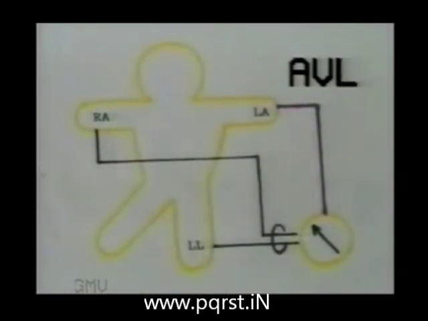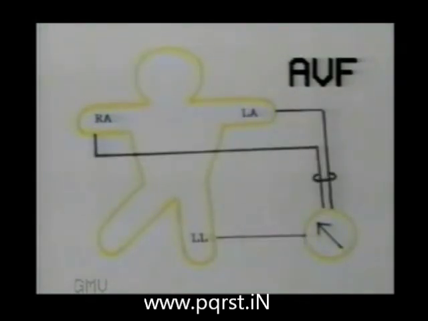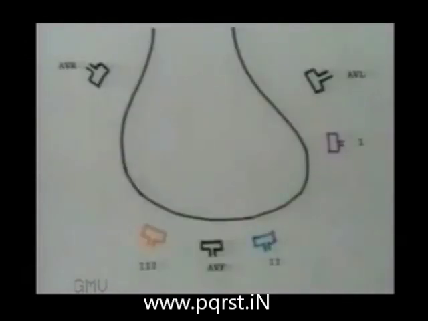AVL means augmented unipolar lead of the left arm with exploring electrode on the left arm. And AVF means augmented unipolar lead of the left leg with exploring electrode over the left leg. This diagram now shows how the 6 different limb leads look at the heart from 6 different directions. Leads 1 and AVL from the left side, leads 2, 3 and AVF from the inferior side, and lead AVR from the right side.